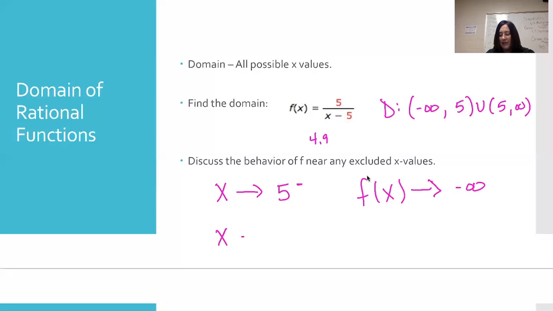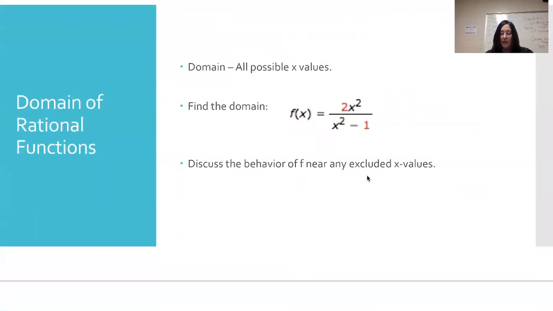So then we have to look as x goes to 5 from the positive side. What's happening to my function? Well, that's like plugging in numbers that are just a little bit bigger than 5. So let's think of 5.1. Well, again, these numbers are going to be very small, but this time they're going to be positive. So we're taking 5 divided by a very, very tiny number. Now it's going to be positive this time, so we're going to say it's going to go to positive infinity.